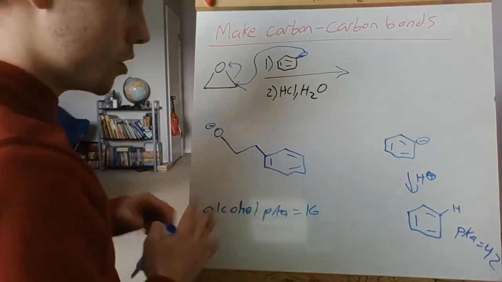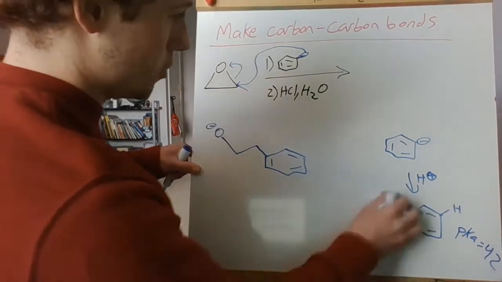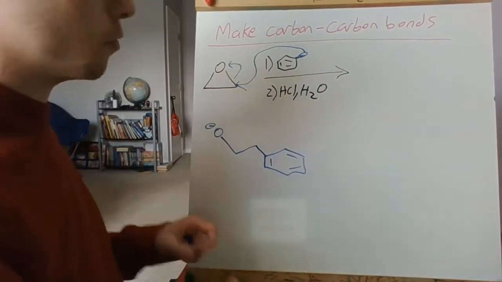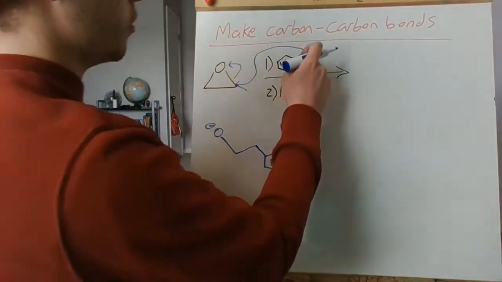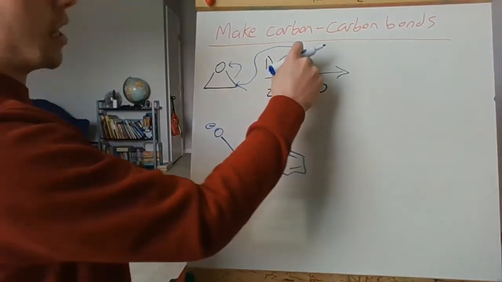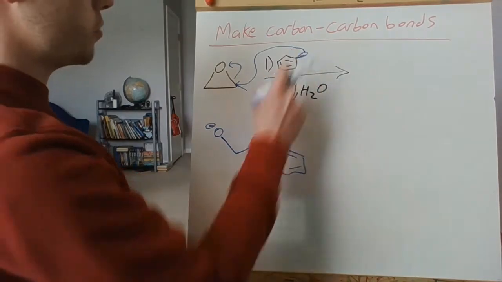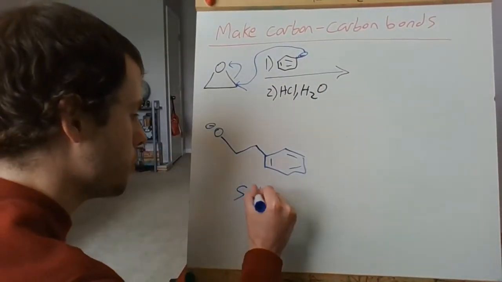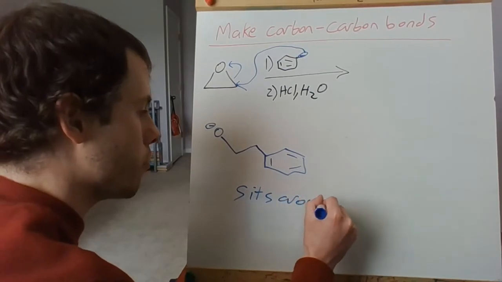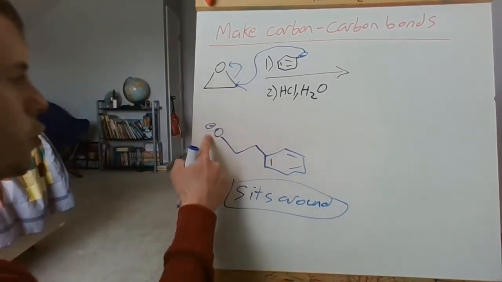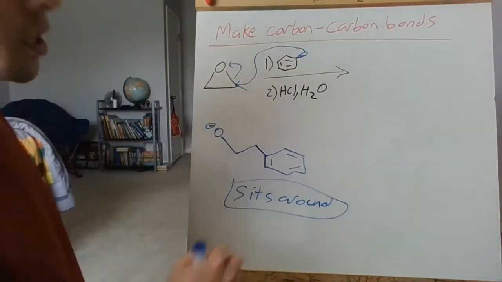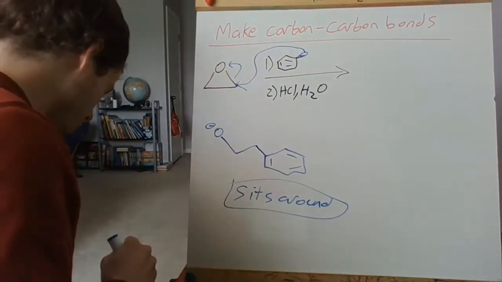All right, so once we're at this point, this just sits around forever because this is not an acid, right? So there's no protons floating around. So this sits around forever until we protonate this to get to our final organic molecule. That is where step 2 comes in.